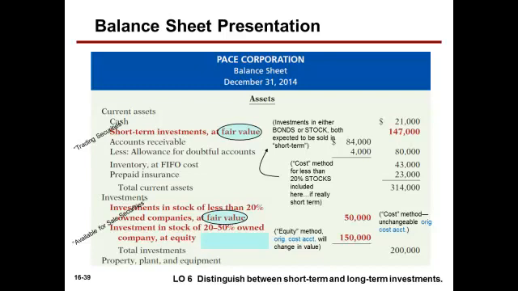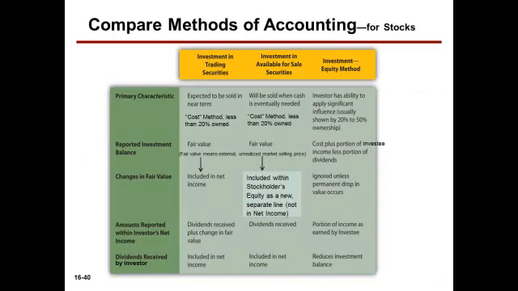Long-term investments in stock of holding less than 20% ownership use fair value accounting, but investments in stocks between 20 and 50% of the investee's outstanding stock do not use fair value accounting. We use the equity method and do not adjust for external market prices, generally speaking.